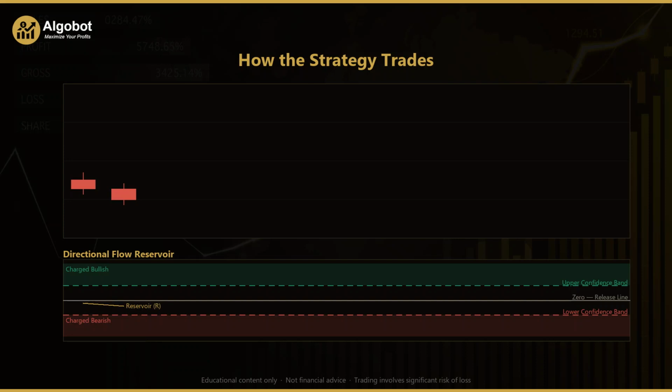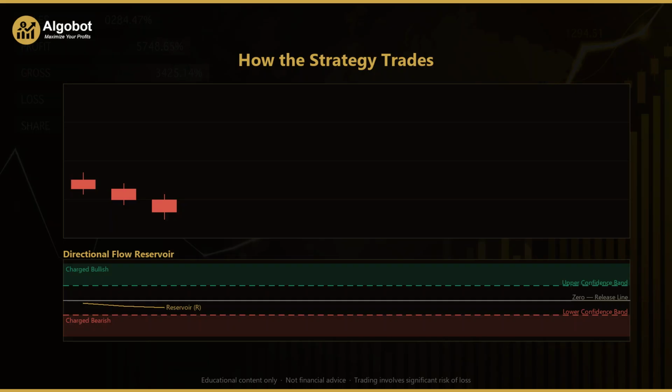Below the candles you can see the reservoir plotted in its own panel, oscillating around a central zero line, with an upper confidence band above and a lower confidence band below. Watch how the reservoir and the price move together as the story unfolds.